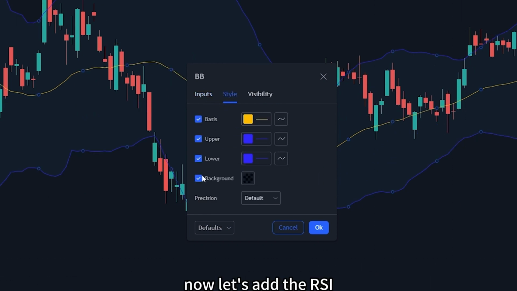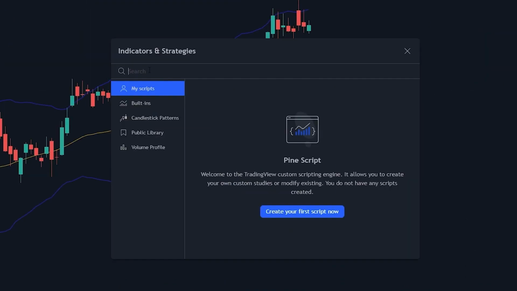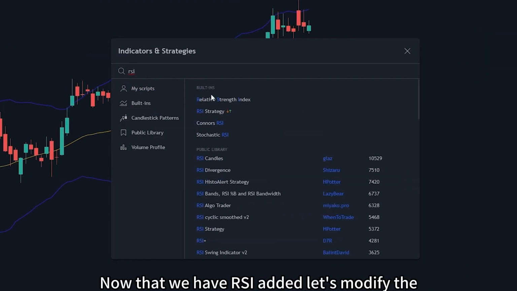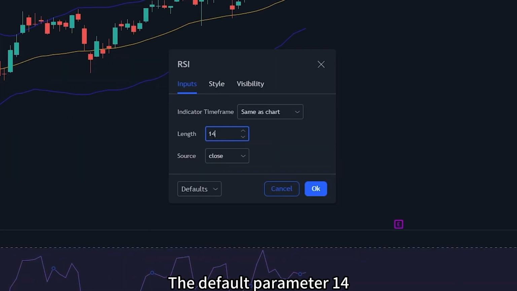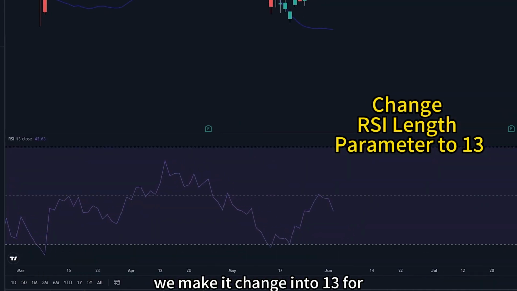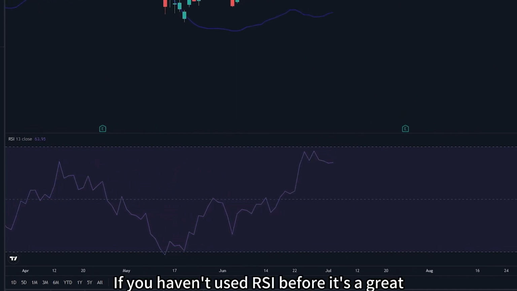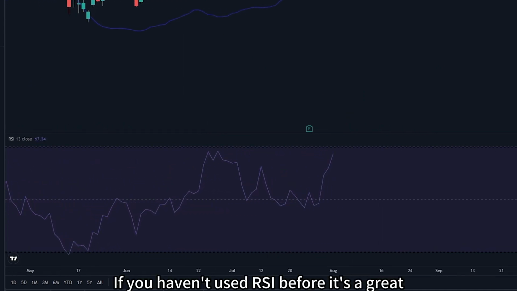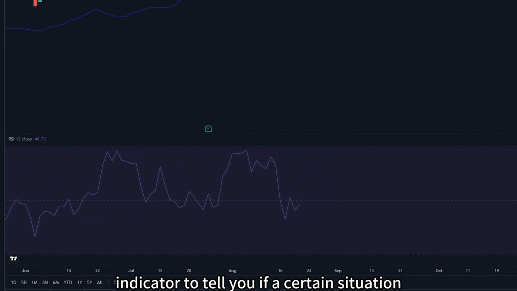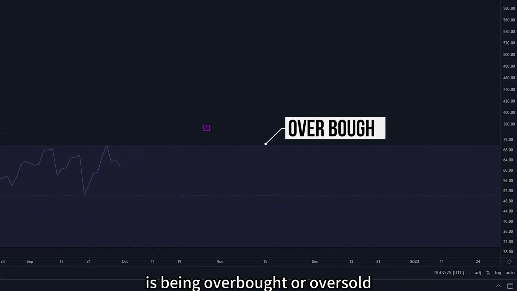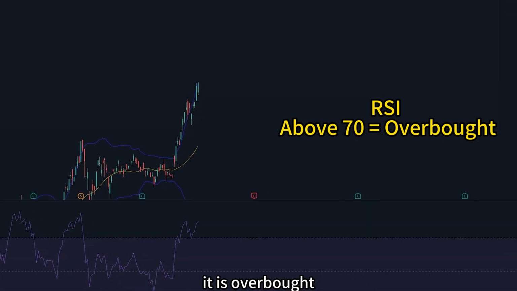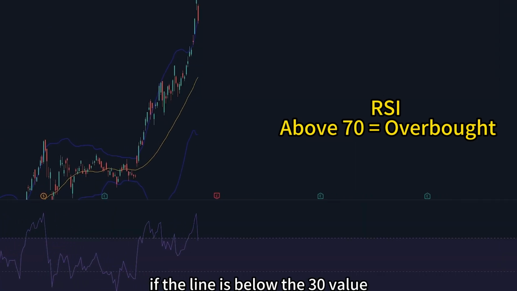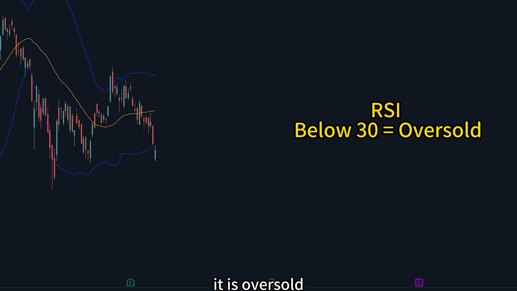Now we add the RSI. Now we have the RSI added. Let's modify the settings a bit. The default parameter is 14. We change it to 13 for this strategy. If you haven't used RSI before, it's a great indicator to tell you if a certain situation is being overbought or oversold. If the line is above the 70 value, it's overbought. If the line is below the 30 value, it's oversold.